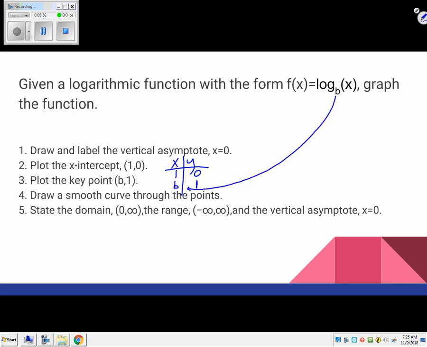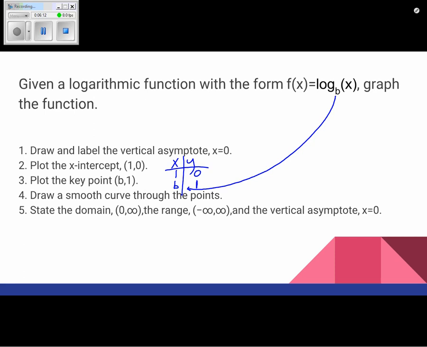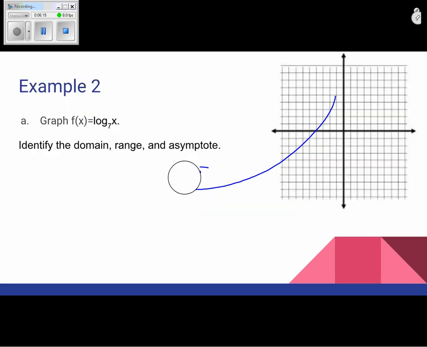And so the same way that I went through the point (1, B) last week on my exponentials, I'm going to go through the point (B, 1) today on my logarithms. And draw a smooth curve, and we'll state domain, range, and asymptote on each one. Let's see what this looks like.